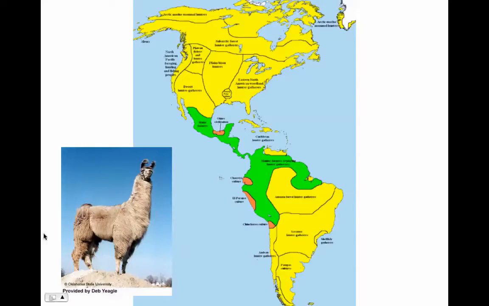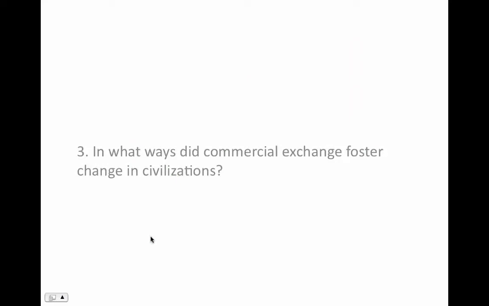And then here, for those of you who have never seen a llama before, this is what our furry friend looks like. They're not going to be the most useful animals for domestication.